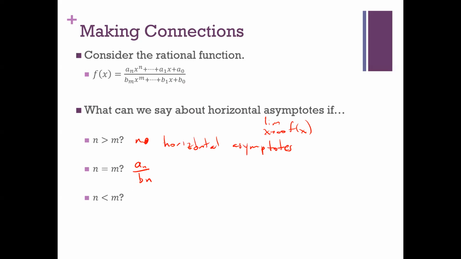What about if the power in the numerator is less than the power in the denominator? Which one's going to grow faster this time, numerator or denominator? If the denominator is growing faster and I make that division, what's going to happen to the overall function? Smaller and smaller and smaller to zero, right? So this is going to have an asymptote at y equals 0.